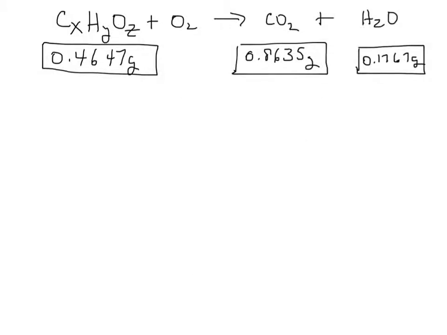In this problem, we look at the combustion of a hydrocarbon. In general, the hydrocarbon is CxHyOz. We do not know x, y, and z, which would give us the empirical formula. In this particular case, we know that there are 0.4647 grams of that compound, and a combustion reaction in excess oxygen is going to produce carbon dioxide and water, and we show the quantities produced there.